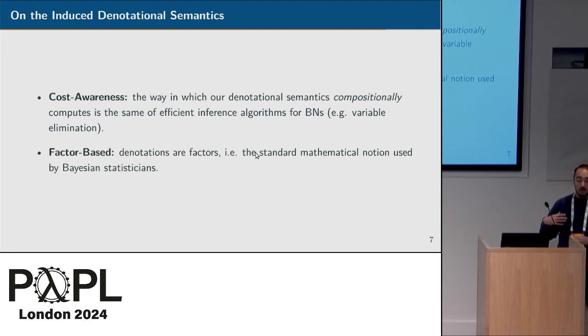And second, our denotations are factors, which are the standard way in which people in statistics represent probability distributions in inference algorithms for Bayesian networks. So we don't have an exotic semantic domain for our programs, but still we use something which is very well known from the statistics point of view, which are factors, which are a generalization of probability distributions.